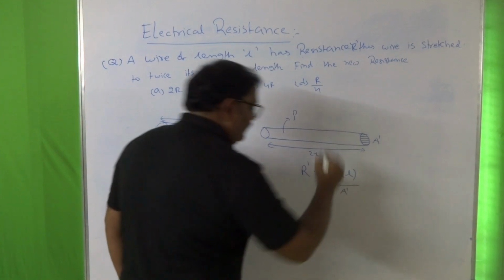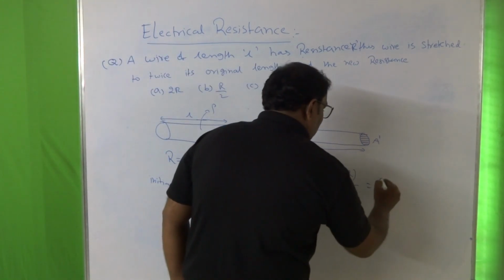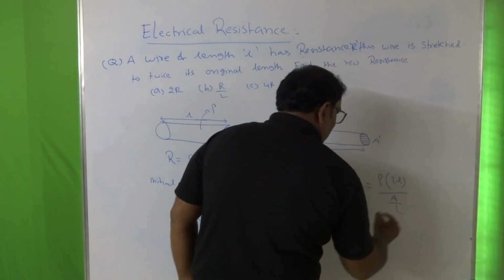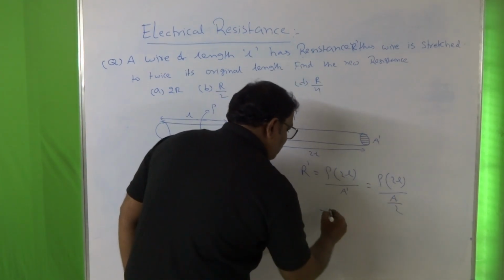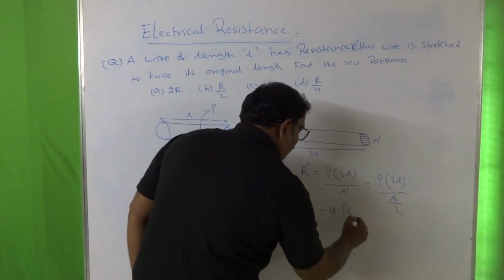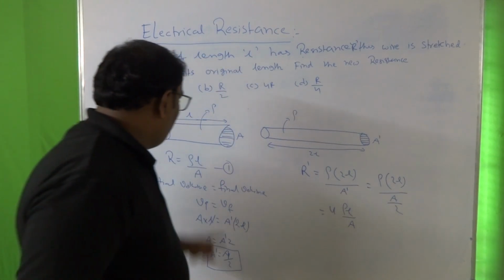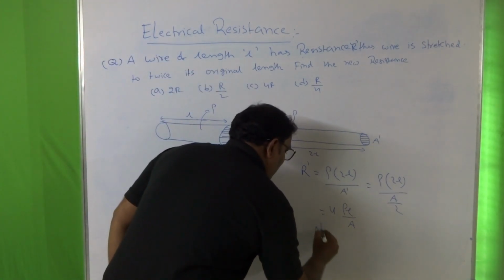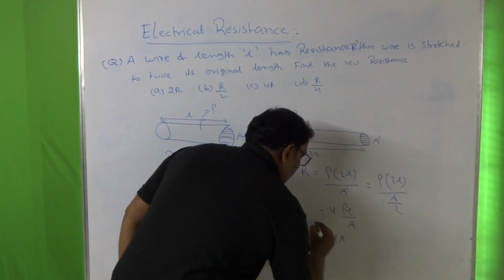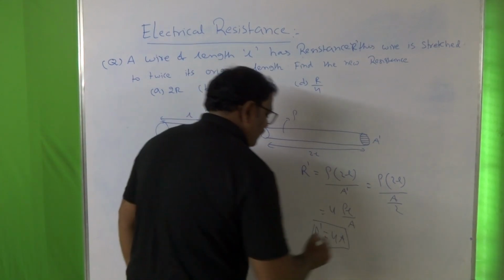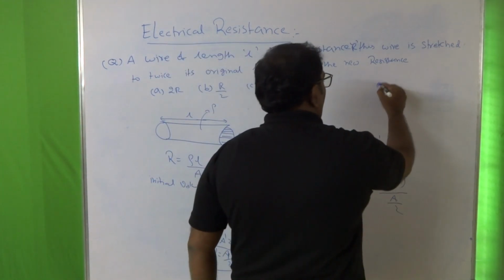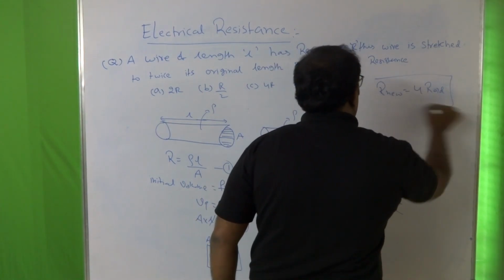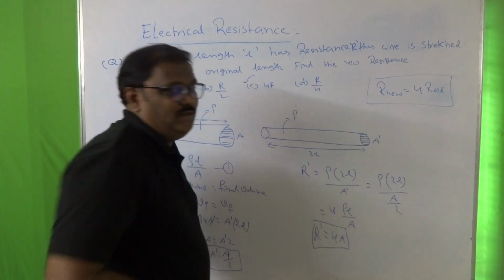Here I have taken A dash. Now you substitute here rho into 2L by A dash, which is A by 2. So by rewriting this equation, we get 4 into rho L by A. So from the first equation, rho L by A equal to how much? R. So that we can write R dash equal to 4 into R. Finally we get the new resistance equal to 4 times the old resistance. So option C is the right answer.